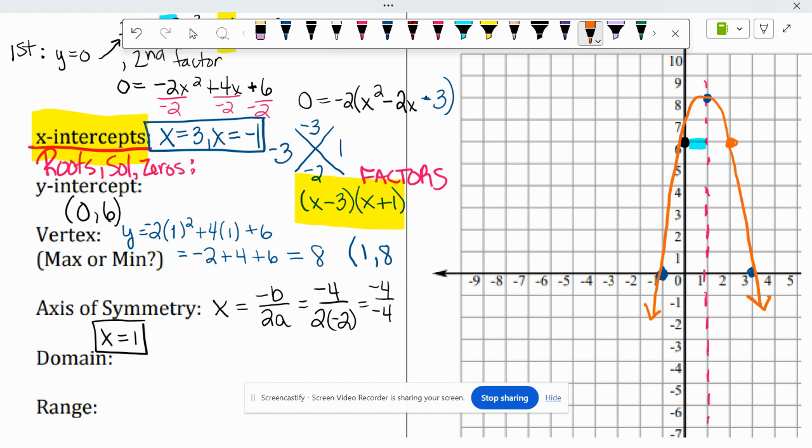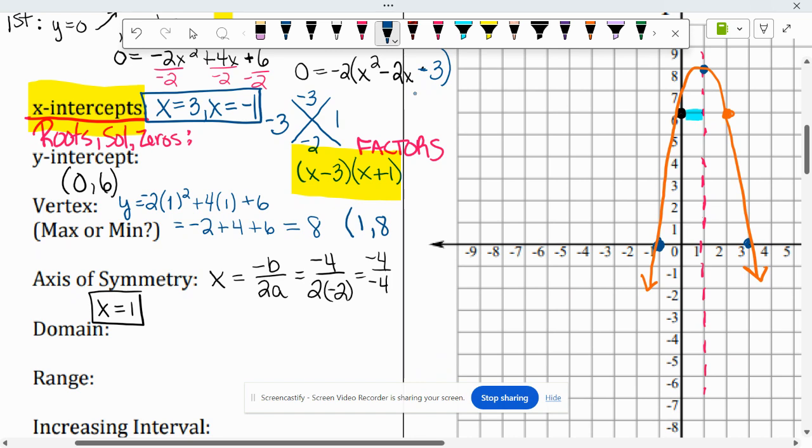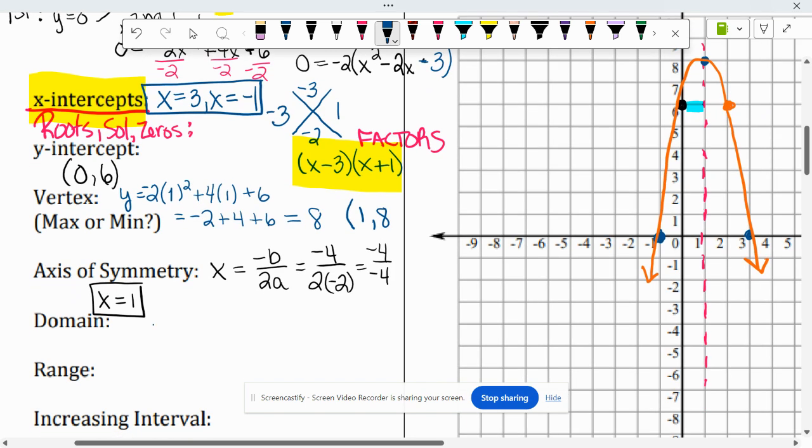All right. Tell me about the domain, Delaney. What do you know about the domain? What are the x values that you can use to plug into this function? It is all real numbers. Yes, ma'am.